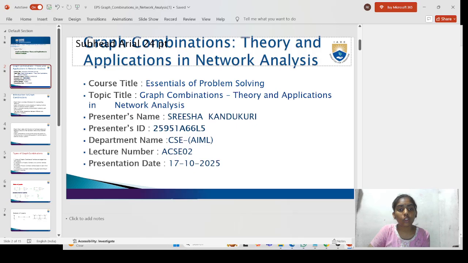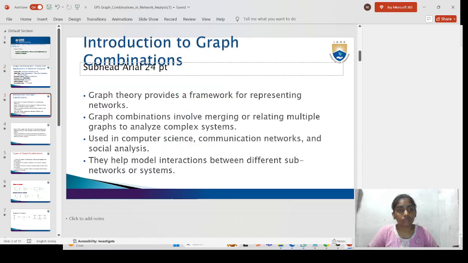Today my Tech Talk topic is graph combinations, theory and applications in network analysis. My subject is Essentials of Problem Solving. So, introduction to graph combinations. Graph theory provides a framework for representing networks.